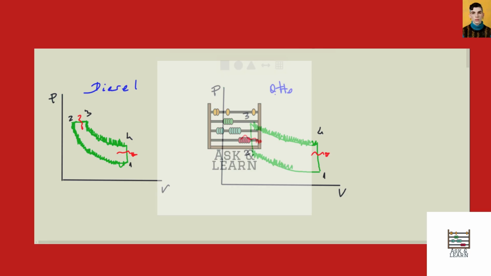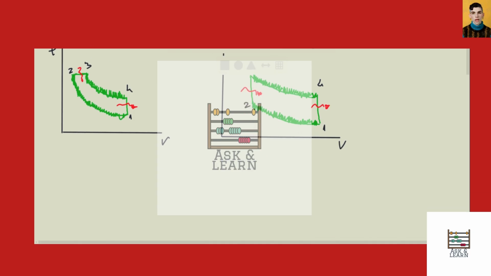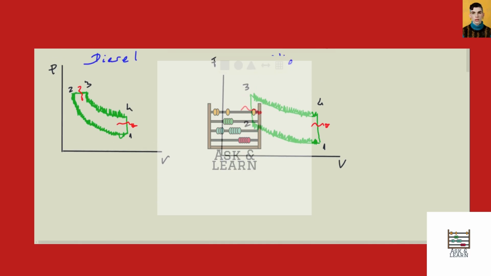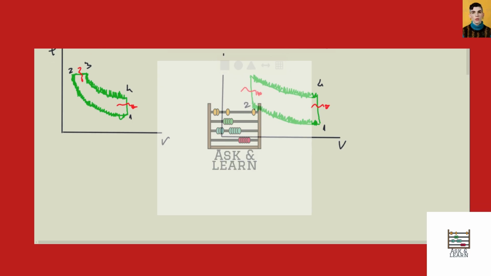So as we can see, the difference between an ideal Otto cycle and the ideal diesel cycle is that in the diesel cycle, the heat addition, the transformation 2, 3, in an ideal diesel cycle takes place at constant pressure. So while in the Otto, the 2, 3 transformation takes place at constant volume.